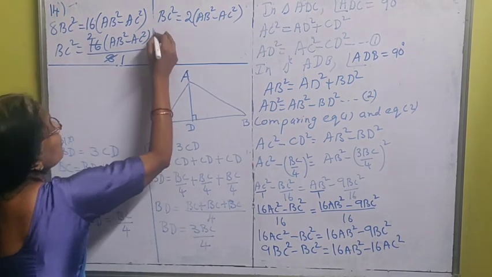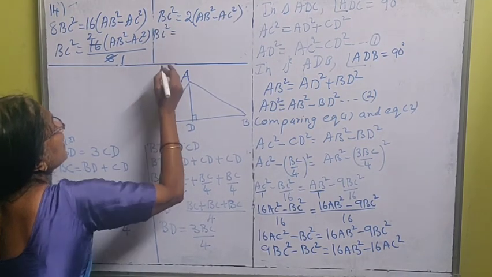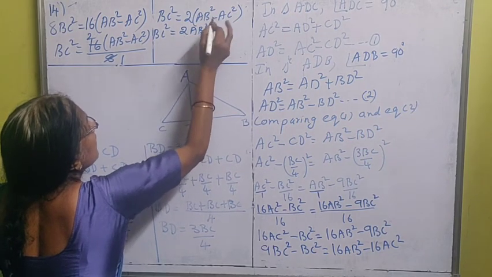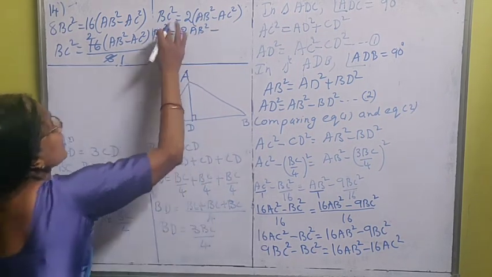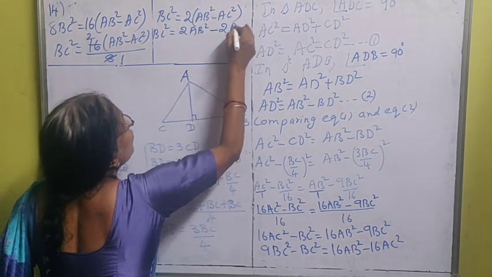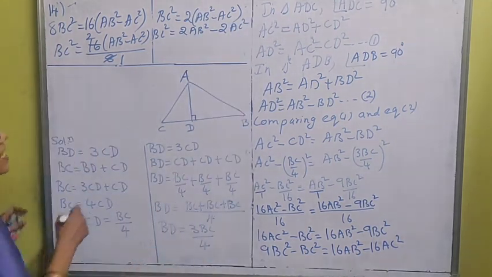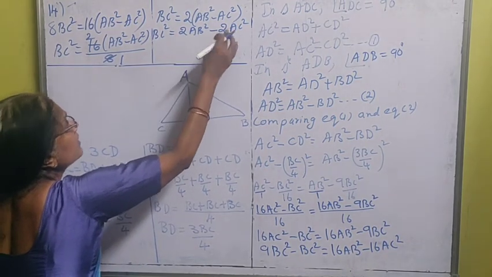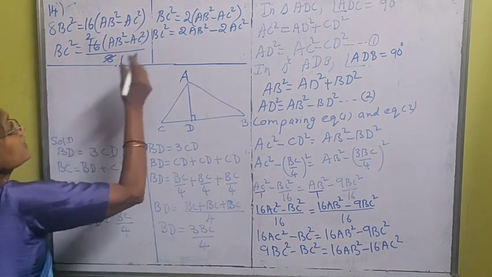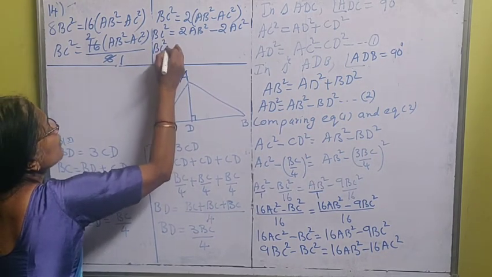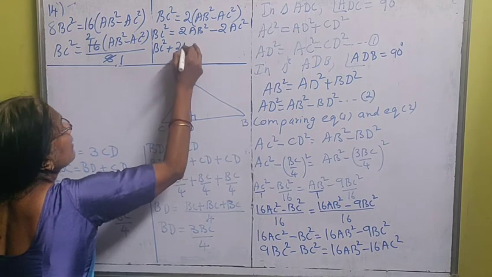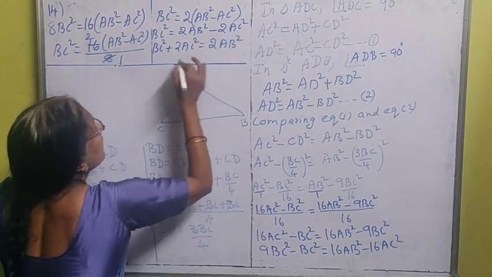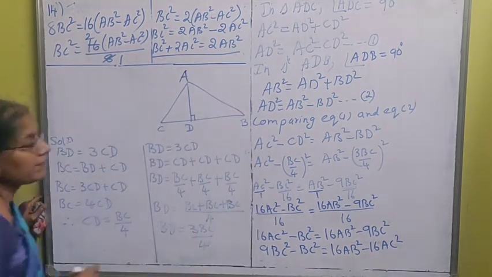Now I will remove the bracket. So BC² is equal to 2 into AB² is 2AB², the minus sign will remain as it is, and 2 into AC² is 2AC². Now he has asked BC² plus 2AC² is equal to 2AB². So minus 2AC² I will bring to the left-hand side, it will become plus 2AC². So BC² plus 2AC² is equal to 2AB². So we have proved our sum.